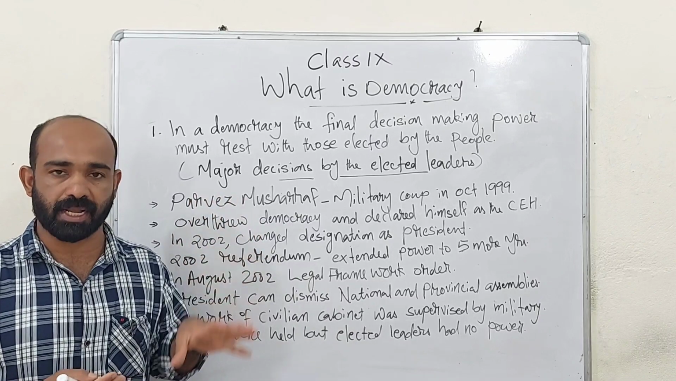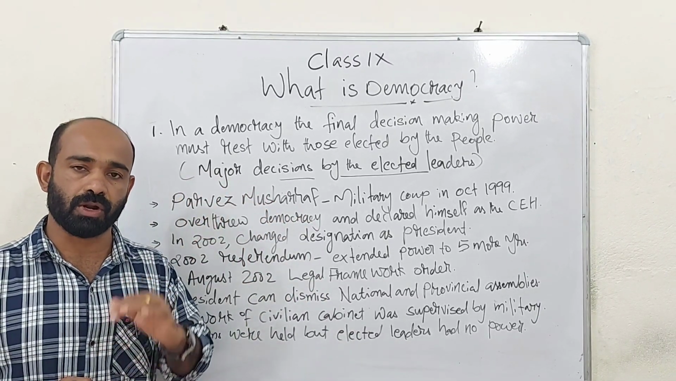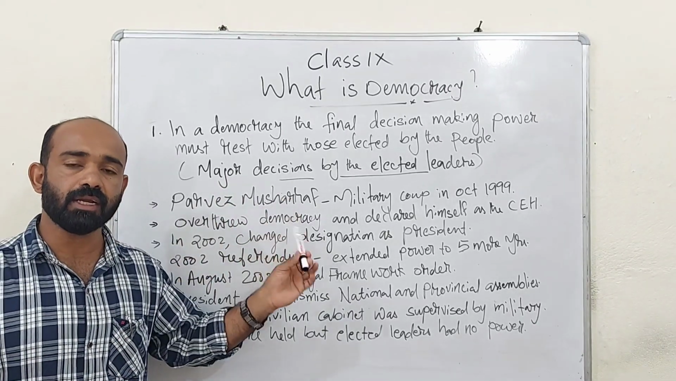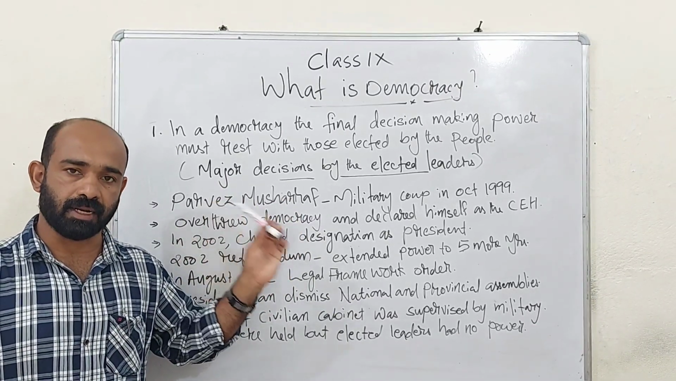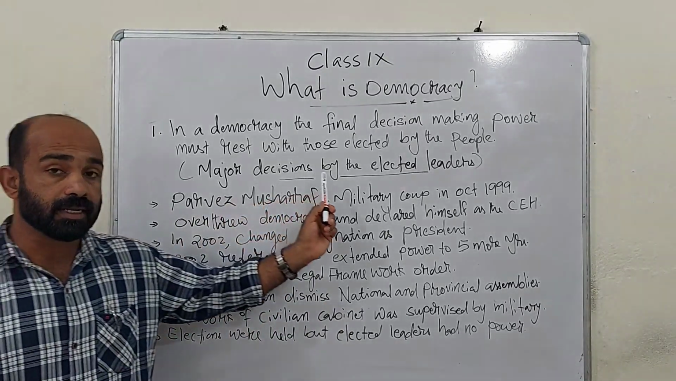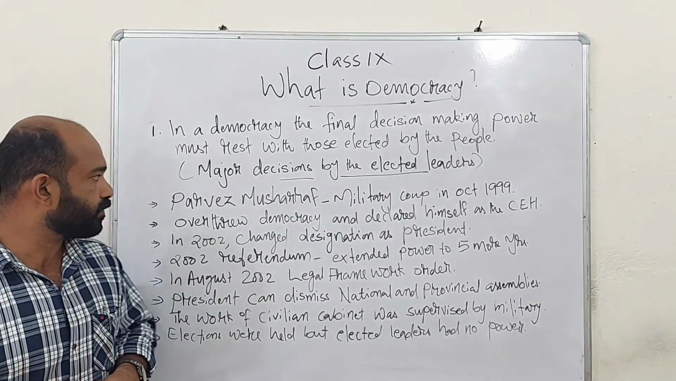Let's see the case of Pakistan, whether Pakistan was a democracy or not during a particular period. So we are going to see the case during 1999 to 2002, during that period. Major decisions by the elected leaders. I read this topic also.